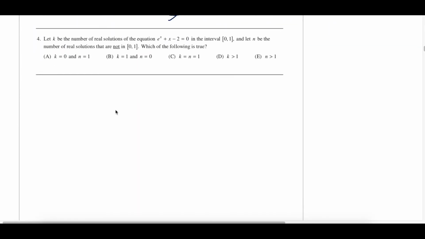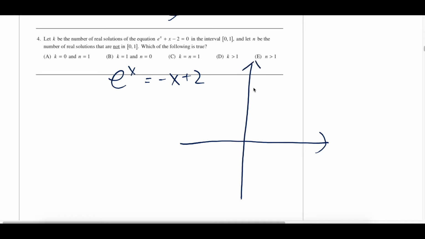For problem number 4, it's hard to draw the given equation directly and find the intersection with the x-axis, but we can rewrite this equation. It's e to the x equals negative x plus 2. So we can draw these two separately.